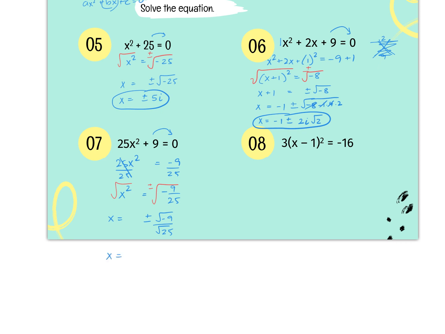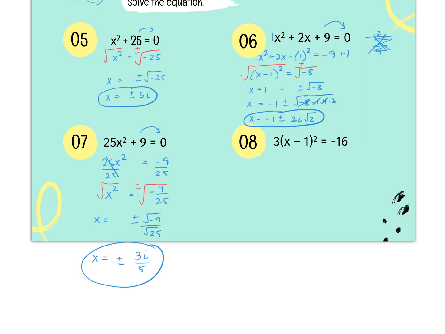So again here, the numerator, the square root of negative 9 is 3i, and the square root of 25 is 5. So I've got plus or minus 3i over 5. The plus or minus doesn't really have to be next to the numerator. It can just be the whole thing. Basically, it's positive 3i over 5 and negative 3i over 5.